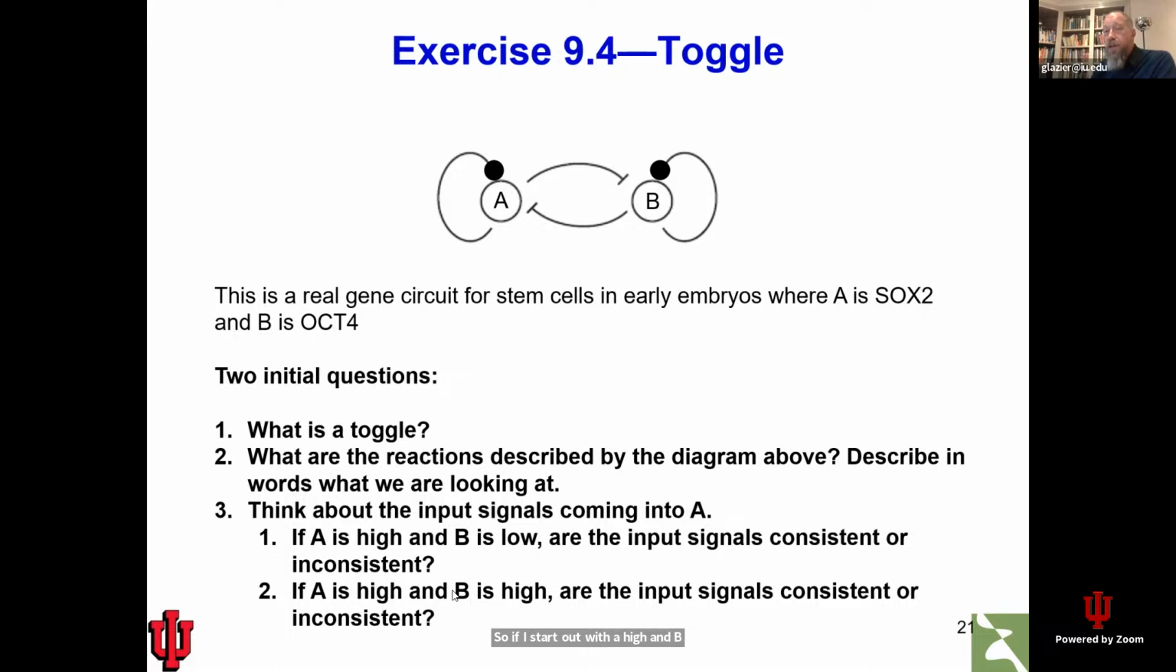What happens if A is high and B is high? Is the input consistent or inconsistent? It's inconsistent. Right. Because the autoactivation in both cases is consistent. A is high and it's being activated, so it stays high. But the cross inhibition is inhibitory. So I have what's called an incoherent network. A is trying to activate itself, but B is trying to inhibit it at the same time.